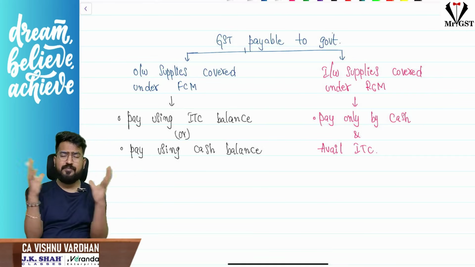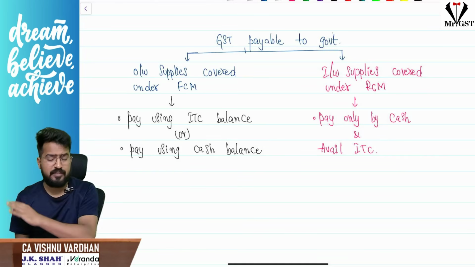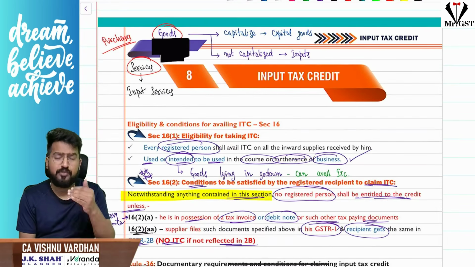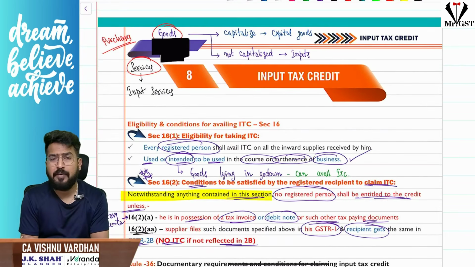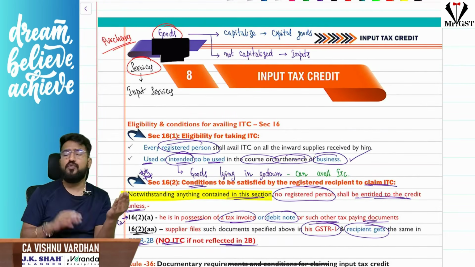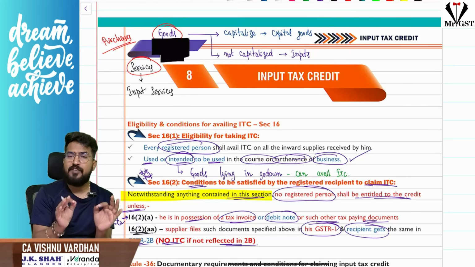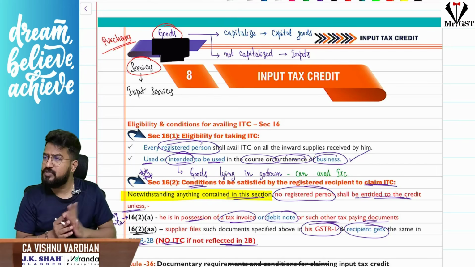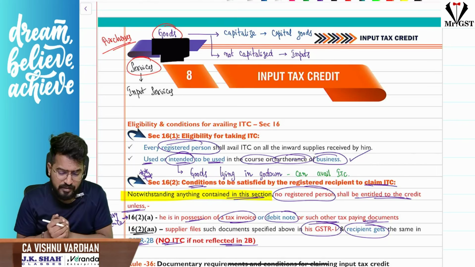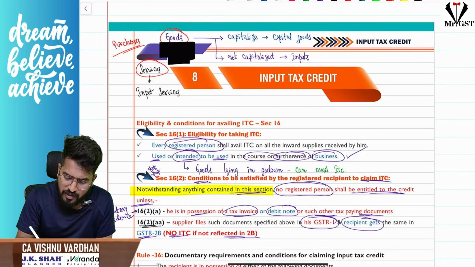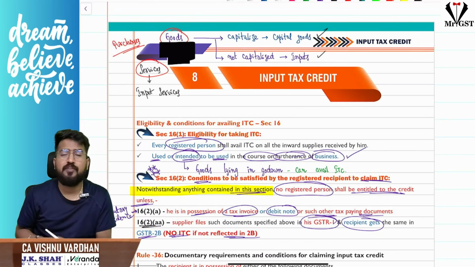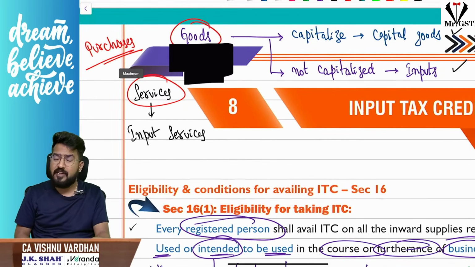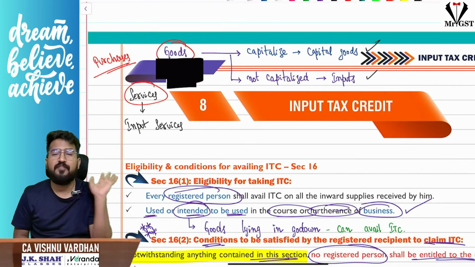With this overview in mind, let us proceed into the chapter. So before proceeding into the chapter, you should understand, sir, whenever we are buying something under GST, that may be goods or that may be services. Goods, if we are buying, if we capitalize that, then it is called capital goods. If we don't capitalize that, then it is normal inputs. Hope you are clear with this. If we buy some goods and we capitalize it, it is called capital goods, and if we buy something and we don't capitalize it, if it is goods, we call it inputs.